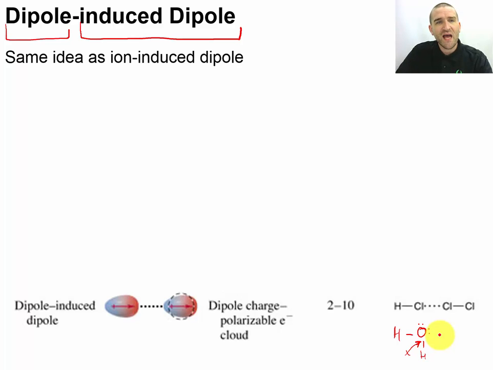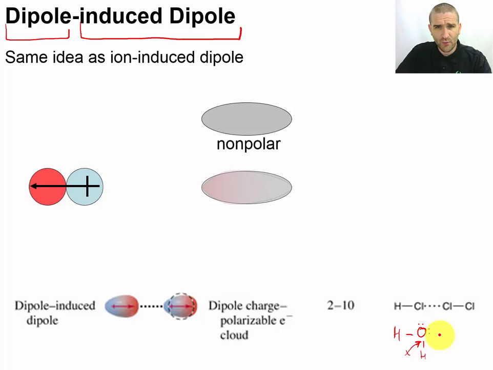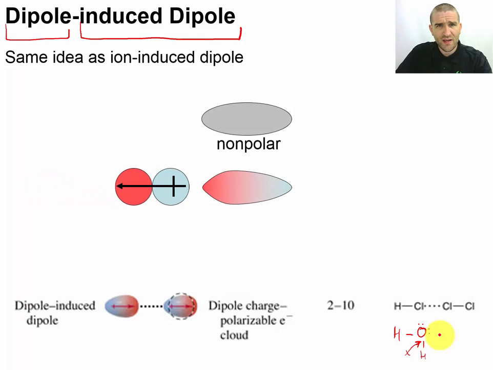So it's the same idea as what we were talking about with an ion and induced dipole. We have a nonpolar molecule. We bring the polar molecule close to it, and it creates some polarity in our nonpolar molecule. That's the basic idea here.